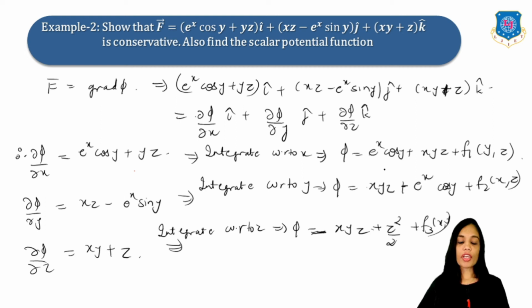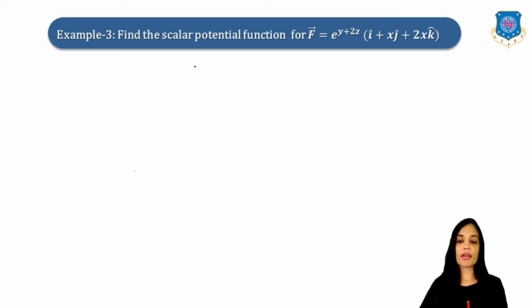Okay, now you have to write each term one time in order to write the scalar potential function phi. So first we will write e^x cos y + xyz. Now which term is remaining? z squared by 2, and just write c for all the constants. So this is the answer of the scalar potential. Okay, now let us go to the next example.